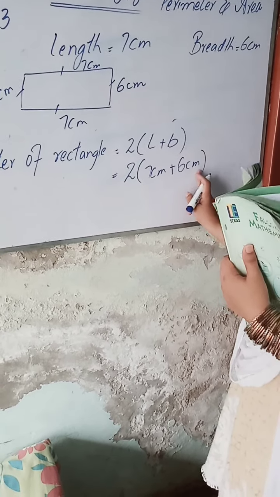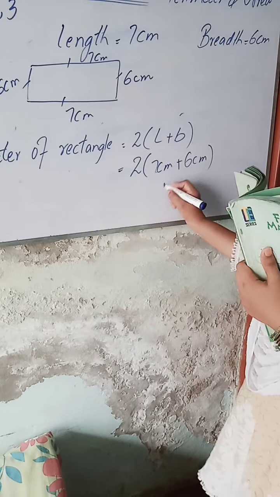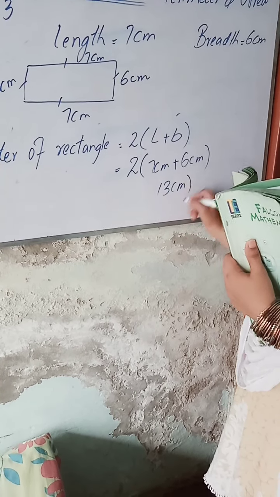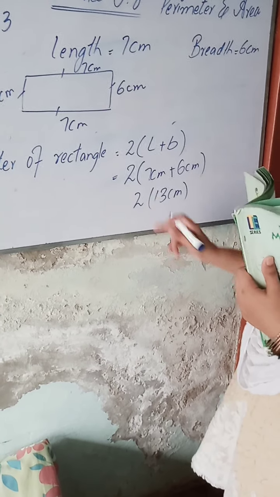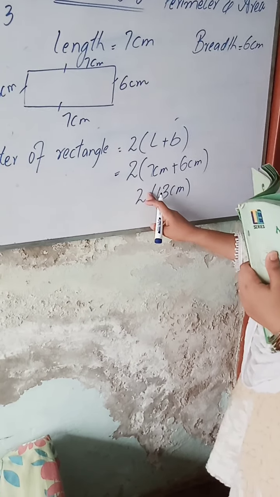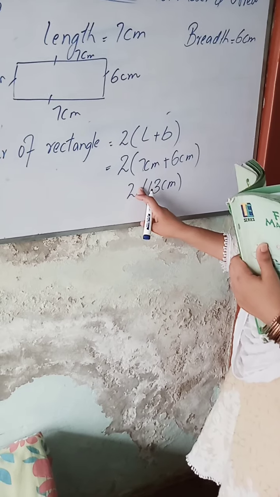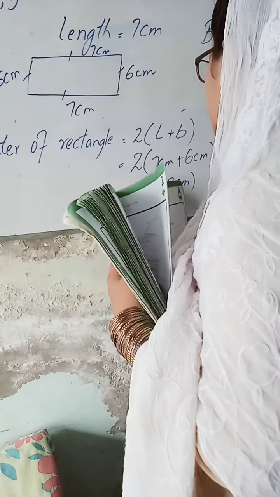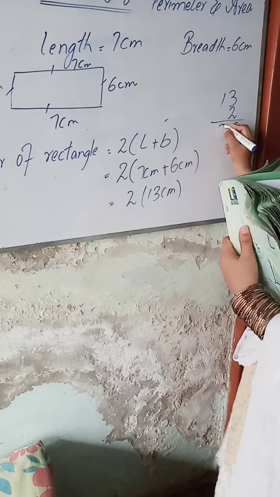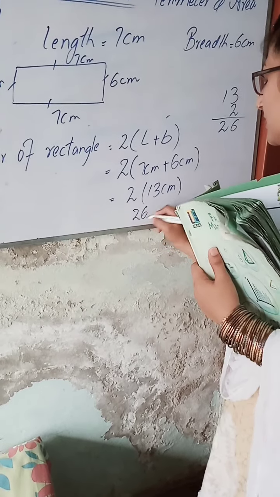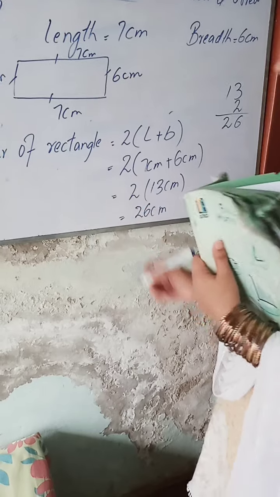We have to add them first. If we add them, the answer is 13 centimeter. And this 2 outside the bracket means we have to multiply with 13, because there is no sign here, no plus, no minus, so that's why we have to multiply. When we multiply 13 with 2, the answer is 2 times 3 is 6, 2 times 1 is 2, so 26. So this is the perimeter of a rectangle.